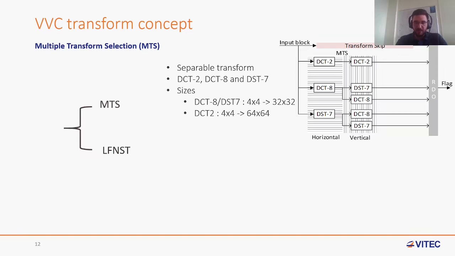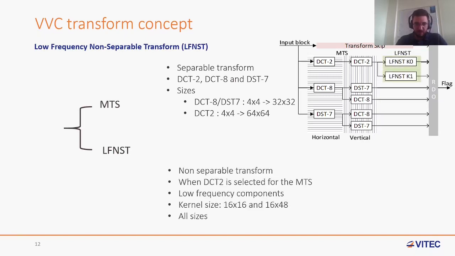At the encoding process, the encoder will test multiple combinations of horizontal and vertical directions. In fact, if the DCT2 is used for the horizontal direction, it is used for the vertical direction, as you can see in the figure. However, combinations between DCT8 and DST7 are allowed for horizontal and vertical directions, as we can see in the figure. The LFNST, on the other hand, stands for low frequency non-separable transform. It is a non-separable transform, unlike the MTS. It is only applied when the DCT2 is selected for the MTS. It is applied on low frequency components and has kernel sizes that could be 16 by 16 and 16 by 48. As you can see in the figure, it is applied after the DCT2 in the encoder phase and tests a maximum of 2 kernels for every intra mode.